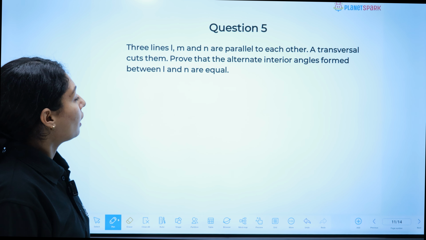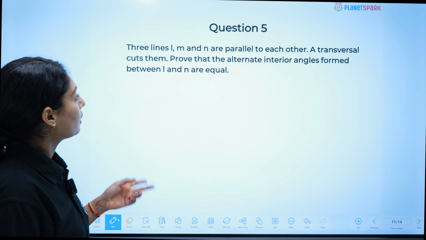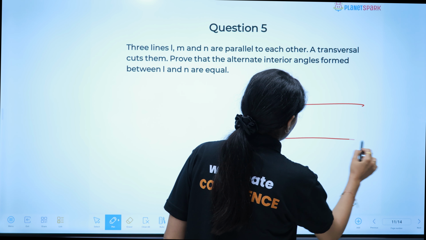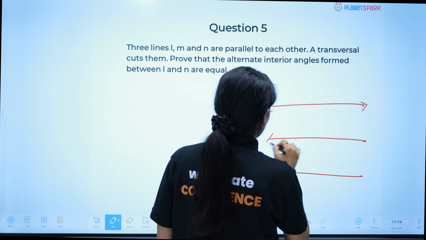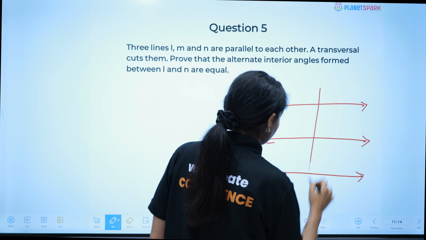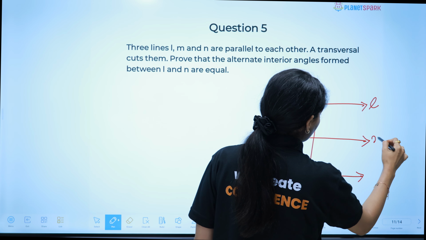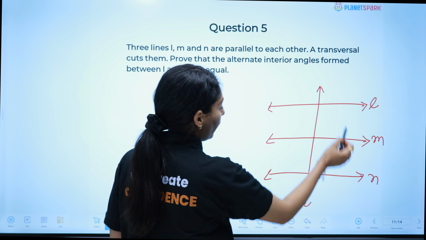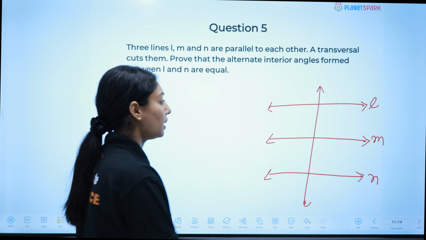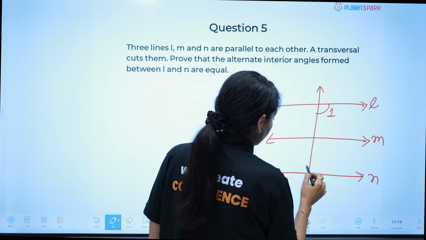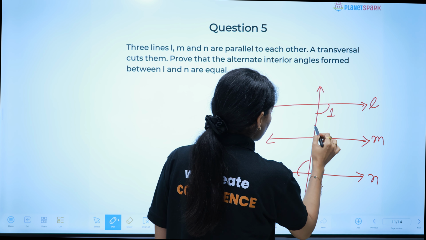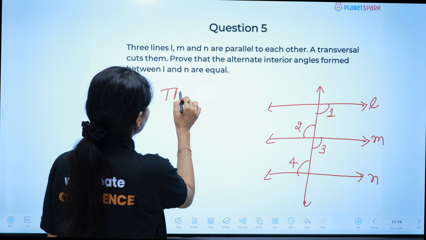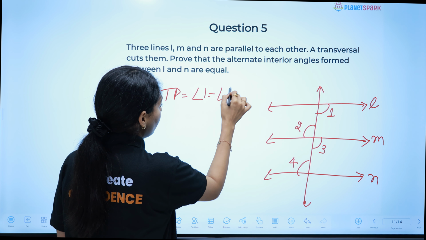Three lines L, M and N are parallel to each other. A transversal cuts them. Prove that the alternate interior angles formed between lines L and N are equal. Okay, easy. Let's say these three lines we have here: L, M, N. They are parallel to each other. For L and N, we have to prove the alternate interior angles are equal. That means angle 1 and, let's say this is 2, this is 3, this is 4. We have to prove angle 1 is equal to angle 4.